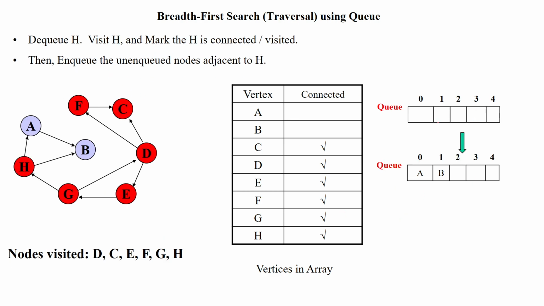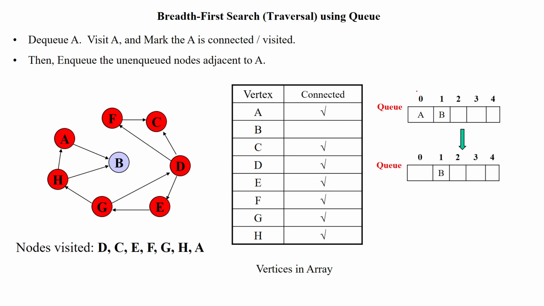After that, we are accessing H. Actually, H is available here. So now H is going to be deleted. Then visit H, mark it as visited, and mark that H is connected. Yes, H is marked connected. Then find the adjacent nodes of H which are unenqueued. Yes, H has A and B, both unenqueued. Then A and B are inserted into the queue. Once H is deleted, this location will be empty. So A is stored in the 0th location, right?